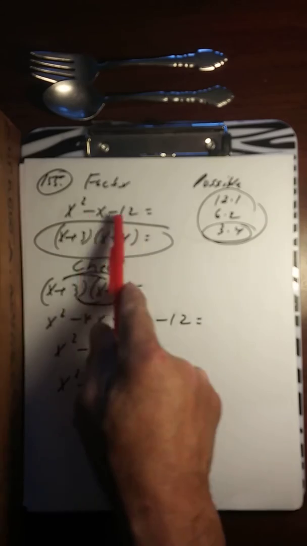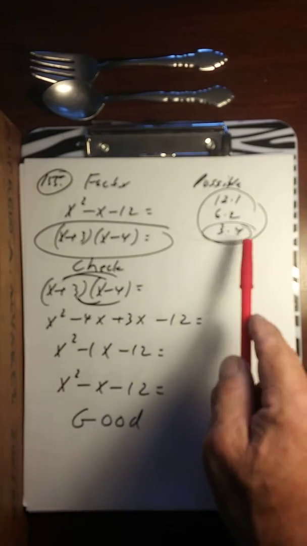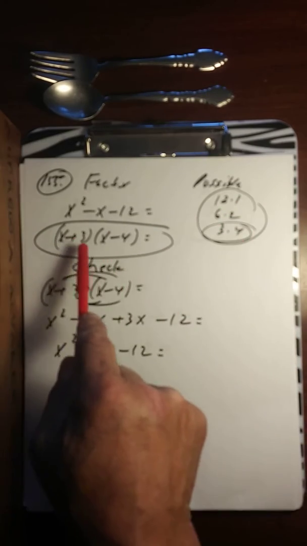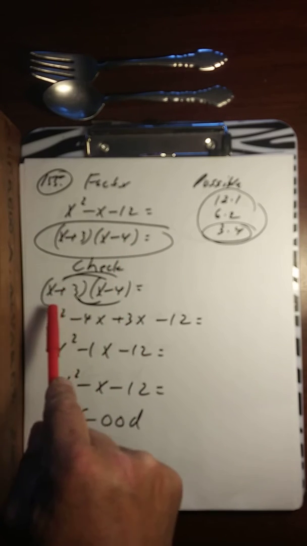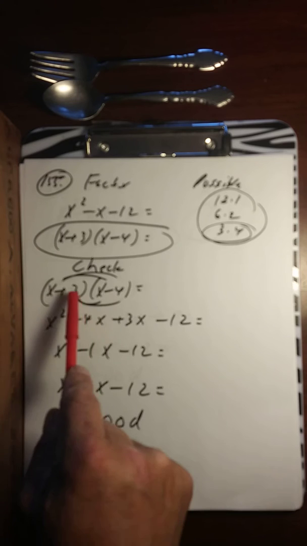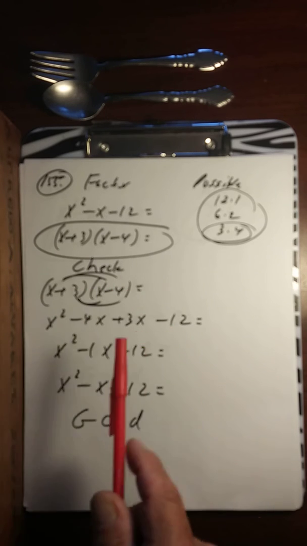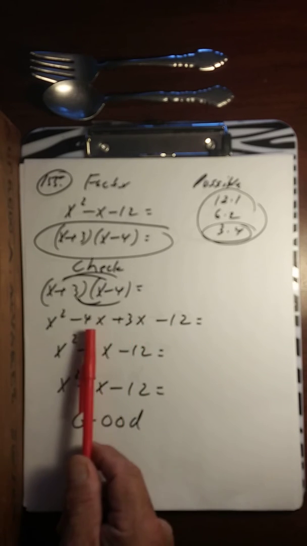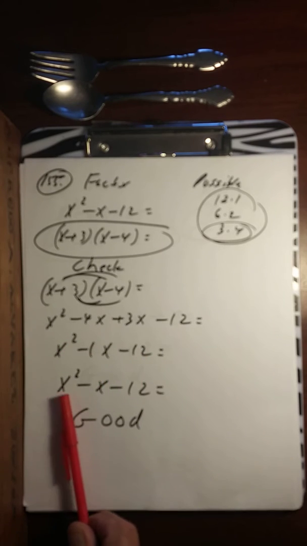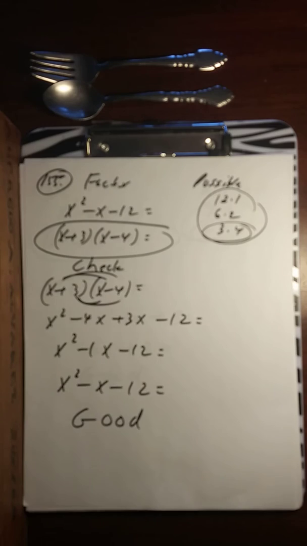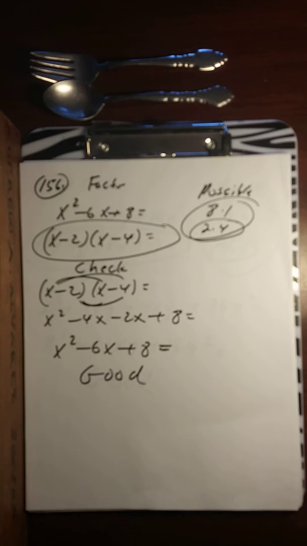Next one. Factor this one out. 12. 12 times 1, 6 and 2, 3 and 4. We're going to say 3 and 4. X plus 3, x minus 4 is our guess. Does it work? Let's see. X times x, x squared. X times that -4x. That times that is 3x. And that times that is -12. So we have 3x minus 4x is -1x. So x squared minus 1x minus 12, or x squared minus x minus 12. Yes, it matches.